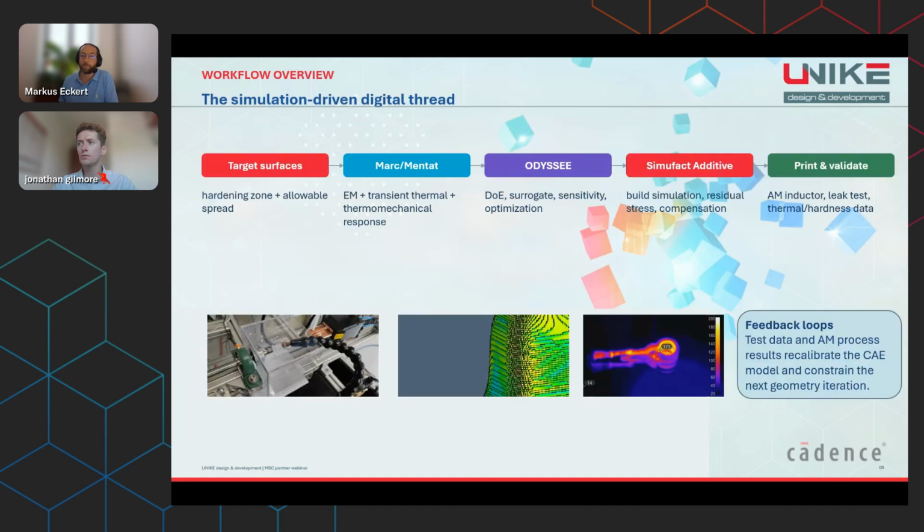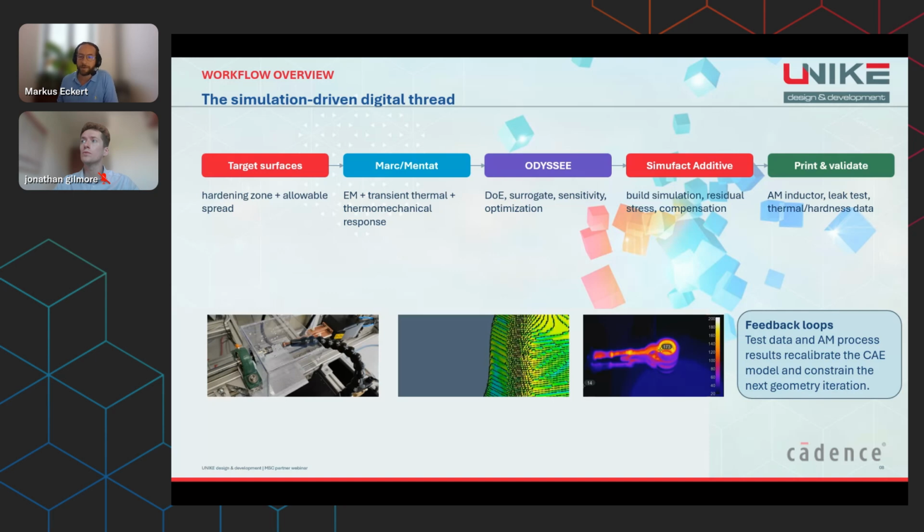This workflow begins with the target surfaces. Which region should be hardened and how much thermal spreading is still acceptable? From there, an electromagnetic thermal mechanical model is built in MarkManTat. The model delivers response quantities that RDC can use for design of experiments, surrogate models, sensitivities, and optimization. The result at this stage is still only a nominal optimum.